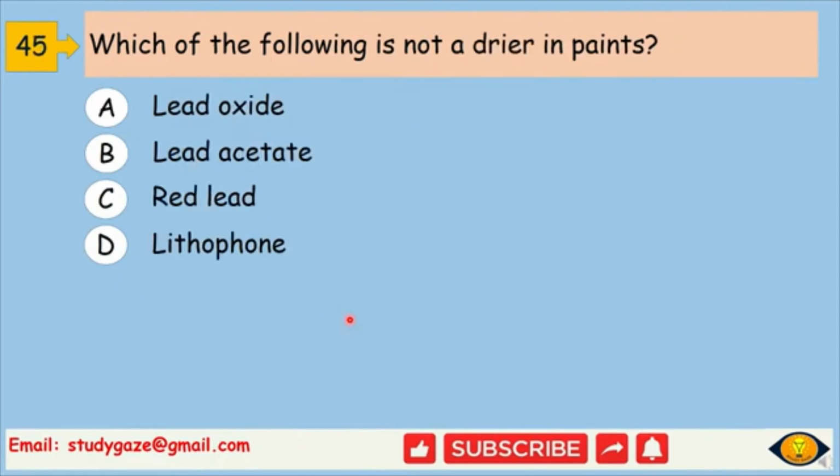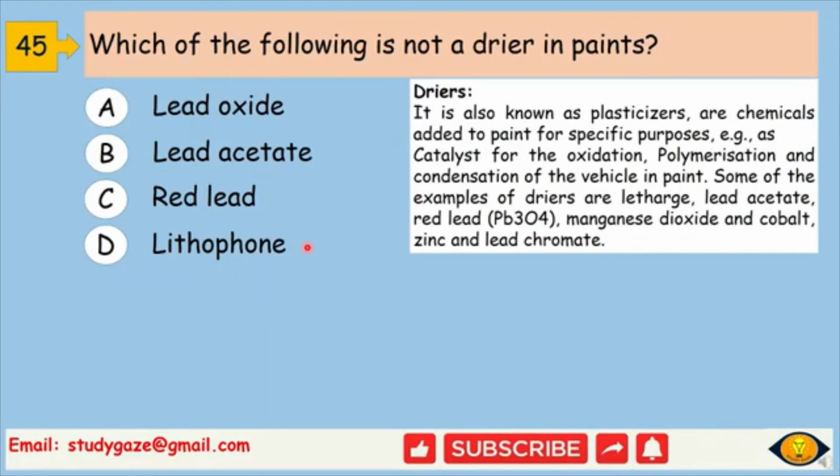45. Which of the following is not a dryer in paints? Lead oxide, lead acetate, red lead, lithophone. The answer will be D. Lithophone. Dryers are also known as plasticizers. They are added to paint for specific purposes. Catalyst for the oxidation, polymerization and condensation of the vehicle are important works done by dryers in paint.